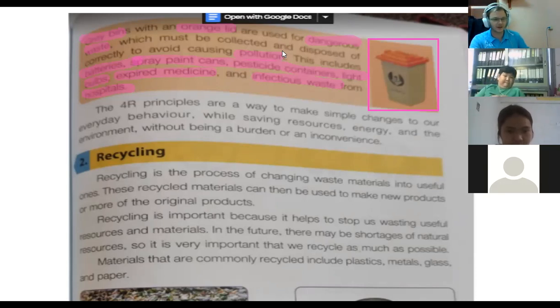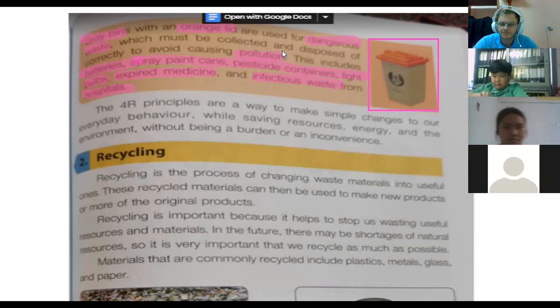Okay. Let's look at another principle here. The 4R principles are a way to make small, simple changes to our everyday behavior while saving resources, energy, and the environment without being a burden or an inconvenience. Why do we say that we are a burden? What does a burden mean?